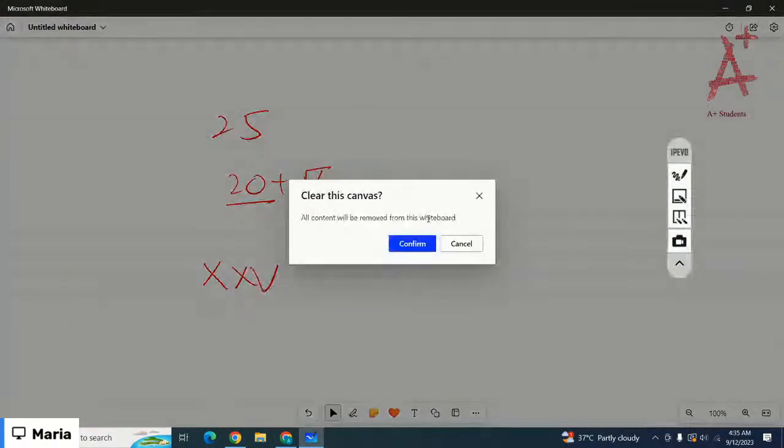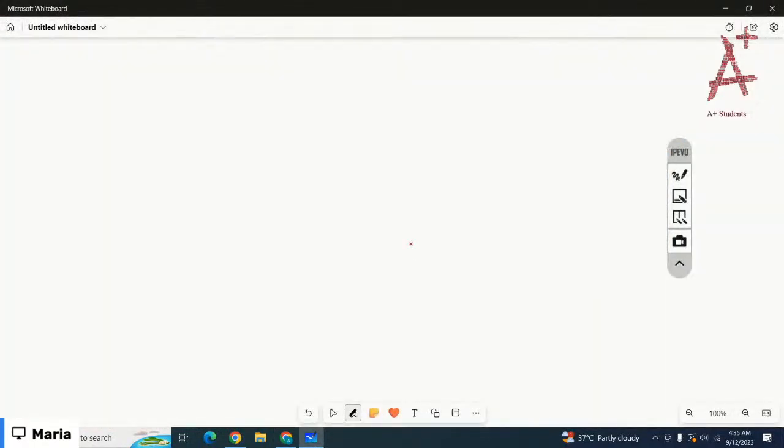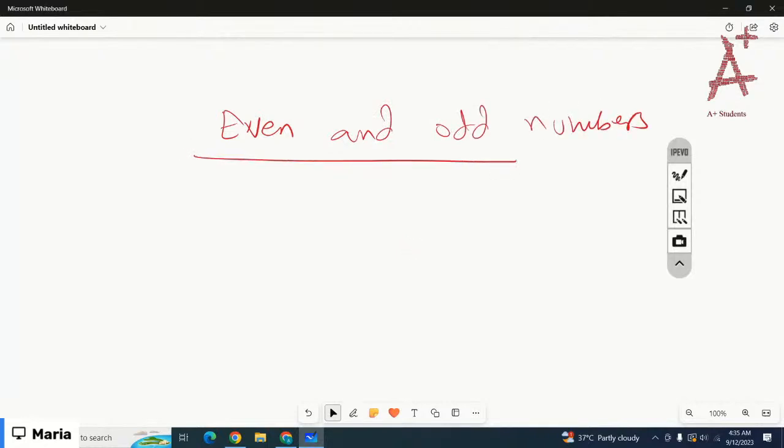If you already know about even and odd numbers, you can just tell me what you know about even and odd numbers. Which numbers are even? So even numbers are the ones that can be divided by 2, right? You can note down the definition.